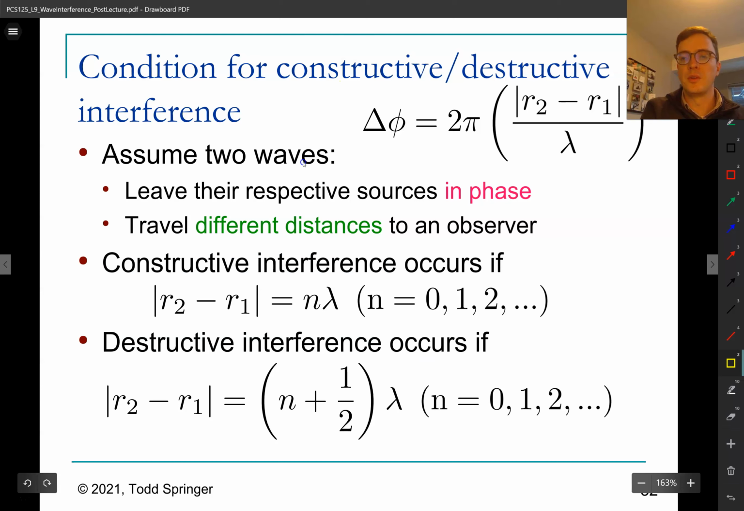So this one here occurs when this is equal to lambda, or 2 lambda, or 3 lambda, and so on. This one here occurs when it's equal to lambda over 2, or 3 lambda over 2, the odd numbers are on the top, 5 lambda over 2, and so on.